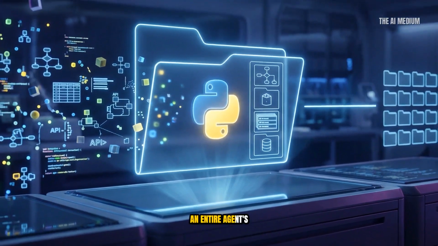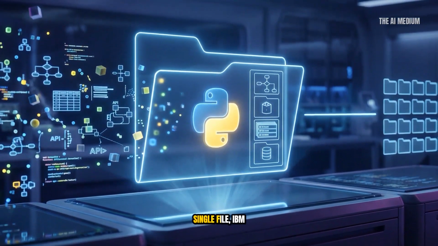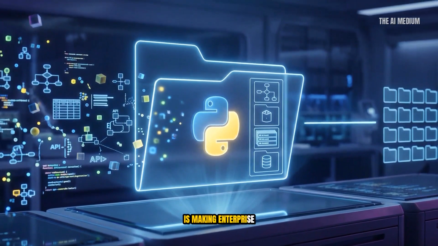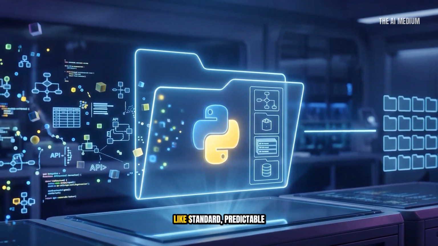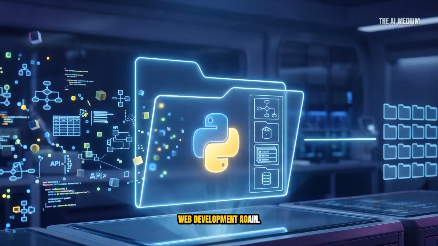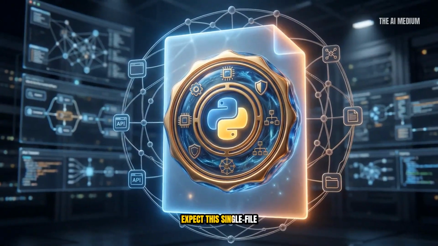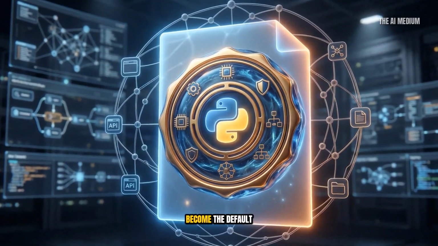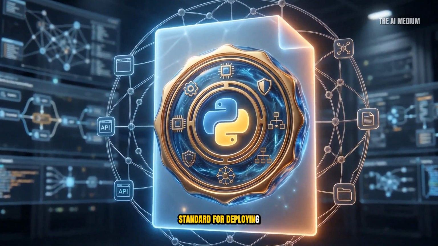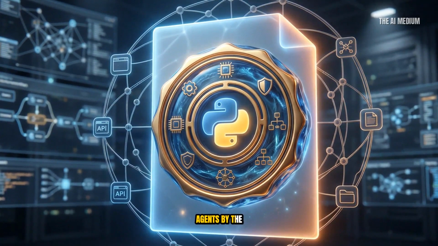By reducing an entire agent's infrastructure to a single file, IBM is making enterprise AI development feel like standard, predictable web development again. Expect this single-file FastAPI pattern to become the default standard for deploying internal corporate AI agents by the end of the year.